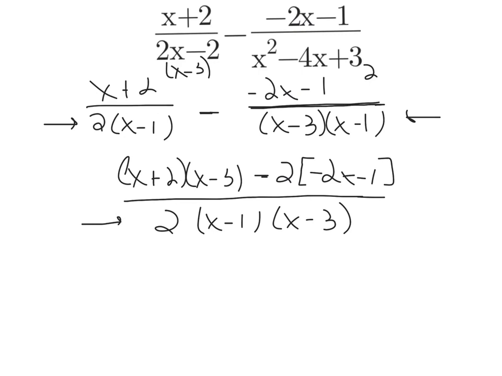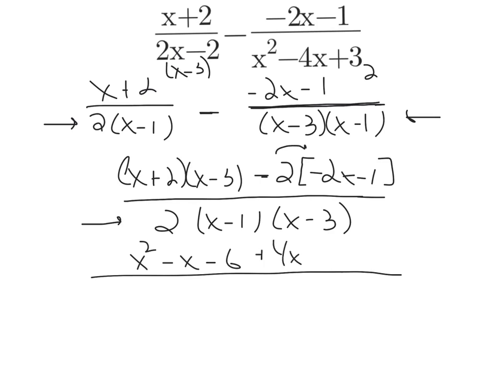I'm going to do FOIL on my first two in my numerator: x squared minus 1x minus 6. I just did FOIL all together right there in one step. I'm going to distribute this negative 2, which gives me a positive 4x and a positive 2, and all that is over our LCD. Got stuff everywhere.